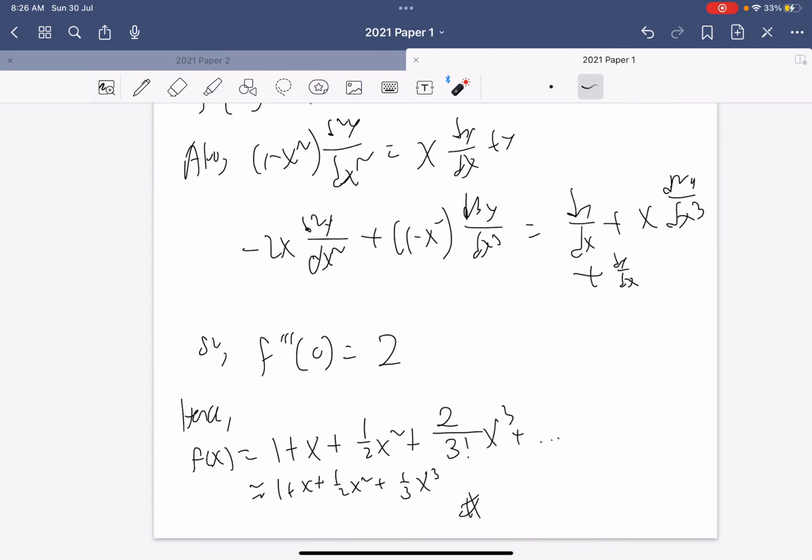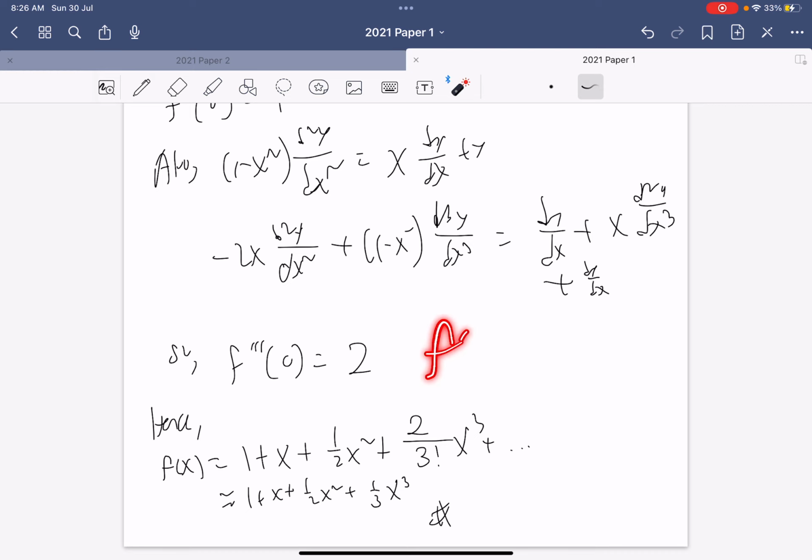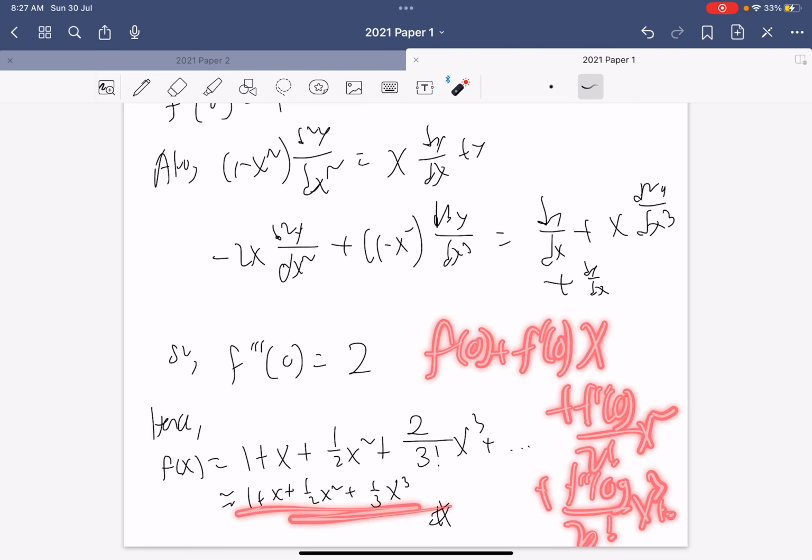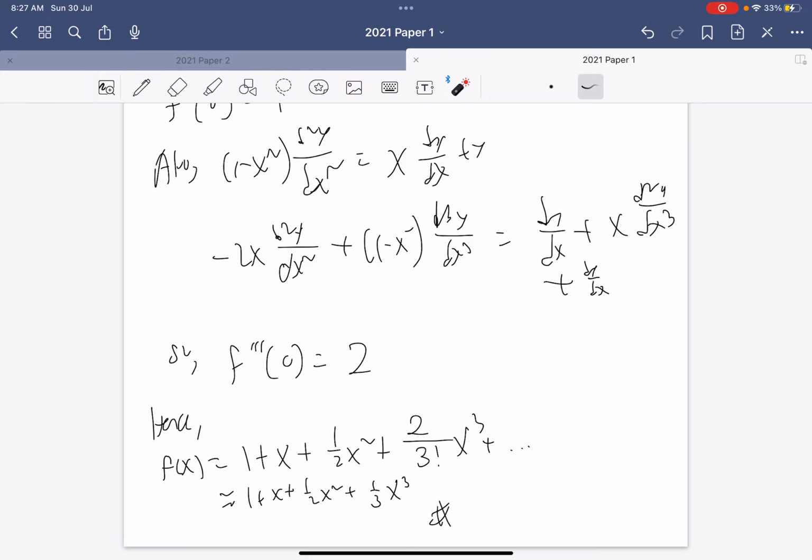And so you just use the formula, so it's f(0) plus f prime 0 x plus f double prime 0 over 2 factorial x squared plus f triple prime 0 over 3 factorial x cubed plus so on. And you should get 1 plus x plus x squared over 2 plus x cubed over 3.